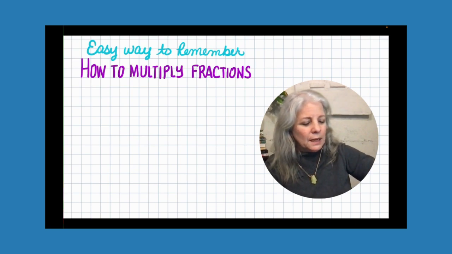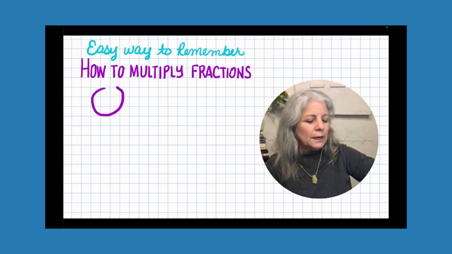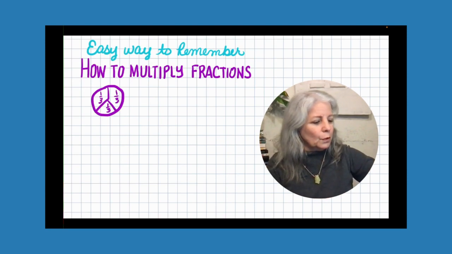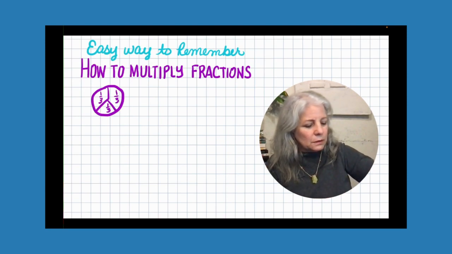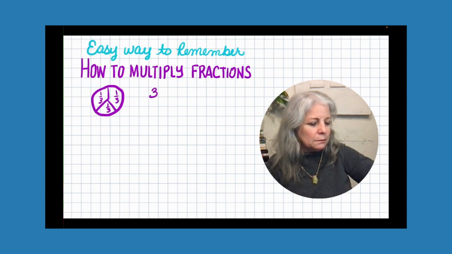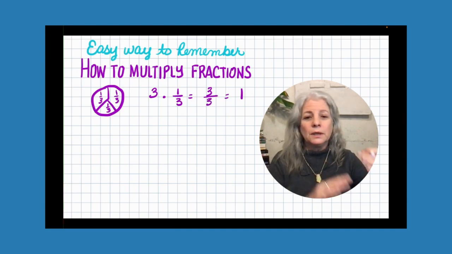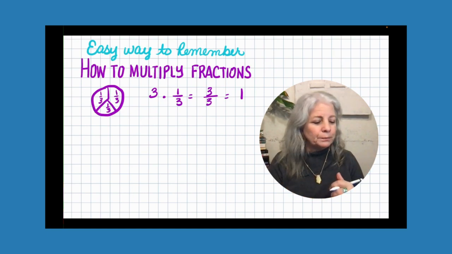So if I take a circle and I divide it into thirds, then I can see that 3 times 1/3 is 3/3. So I can visually see this. So I'm going to write that down. 3 times 1/3 is 3/3, or 1 whole, right? Because any number over itself is equal to 1.